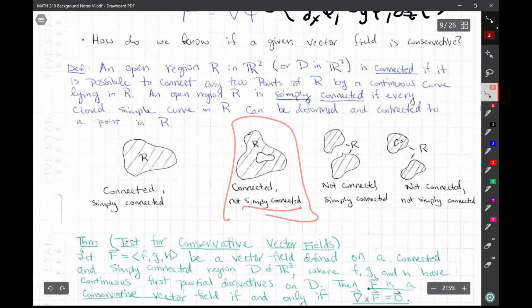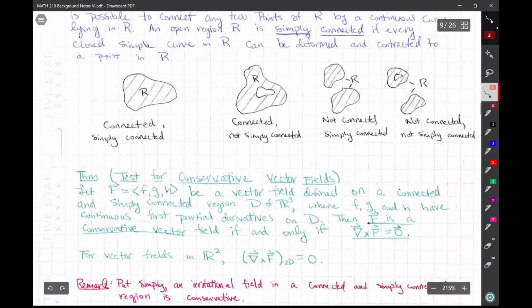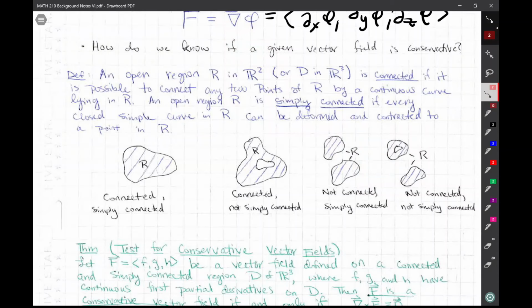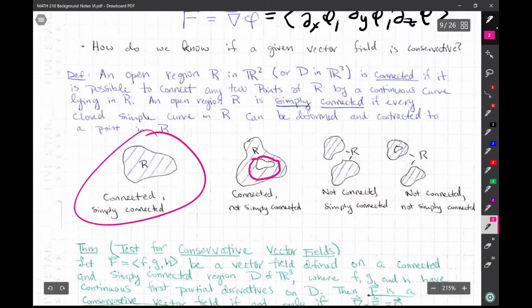This region is connected but not simply connected. And let's take a look at a simple curve that couldn't be deformed and contracted to a point. So if you had this curve here, you can't contract it to a point. It'll get smaller and smaller, but that hole that you see in the middle will prevent it from contracting to a tiny point. Whereas for the region that we looked at here, that won't happen. You would be able to take that curve and contract it ever smaller into a point.